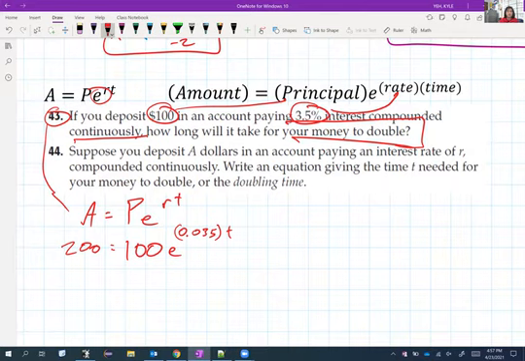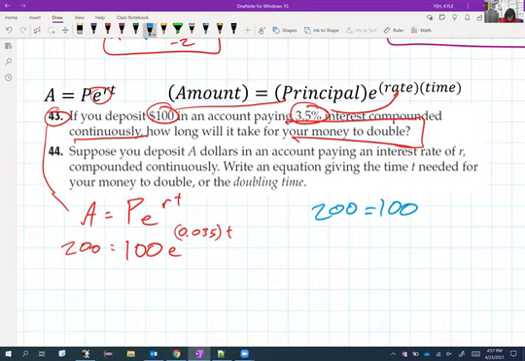Try pausing the video and solving this, and then I will wait and then work it out. So I won't just work it out off screen. I'll work it out on screen, but try solving this for t. See what you get. All right, if you're back, I'm assuming and hoping you've tried to solve this. I'm going to write it out over here.